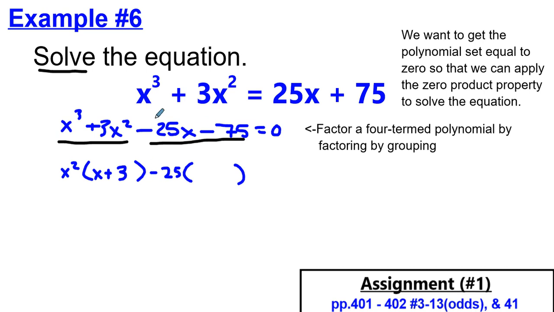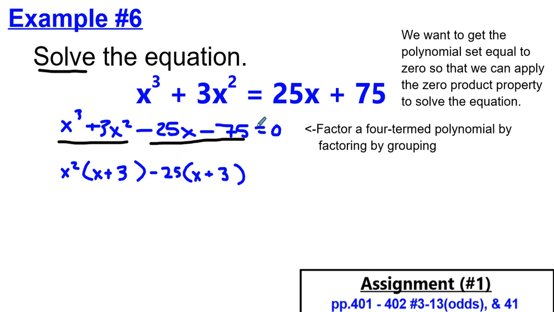But this is a negative and a negative, so we put a negative 20. So after we factor out that negative 25, what remains, or what do you have to multiply negative 25 by to get these terms back? For this term, we need to multiply negative 25 by an x. Negative 25 times x is this term. And to get a negative 75, we need a positive 3, because negative 25 times 3 is negative 75.